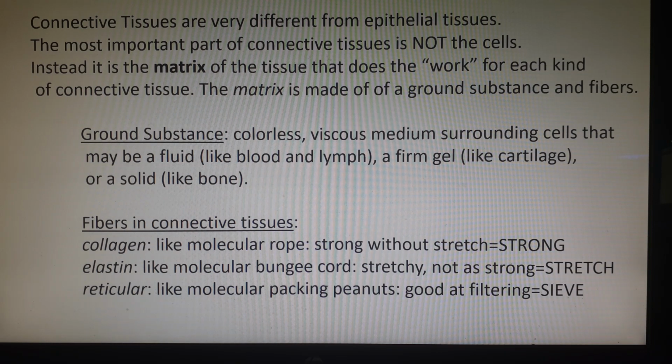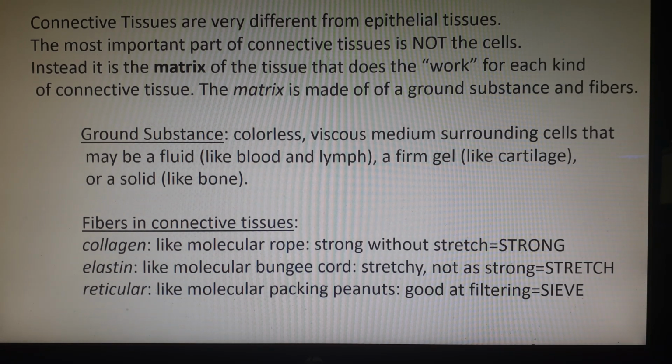And then finally, reticular fibers are kind of like molecular packing peanuts. We wrap organs in them and we use them to fill spaces and we use them to build filters. So a good way to remember each of these are these big S words I put at the end. Collagen is strong, elastin is for stretch, and reticular fibers are for making a sieve. A sieve is a filter like you'd play with at the beach, and you'd let the water run through and you'd catch the stuff with the filter, okay? So most of these fibers are going to be in all of our connective tissues. It's the ratios of these fibers that make a difference, and we'll see that as we go along, okay? How many fibers and what kind.